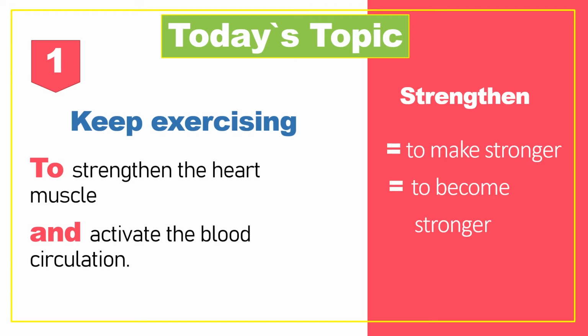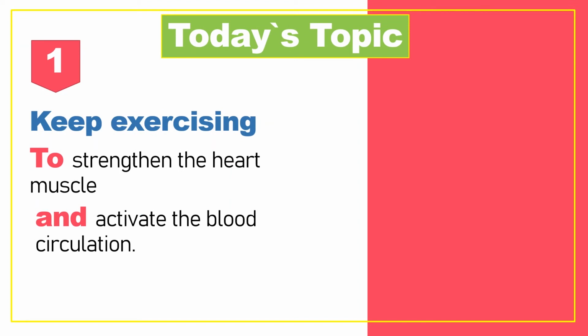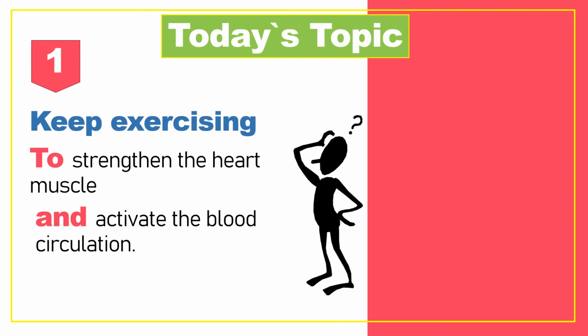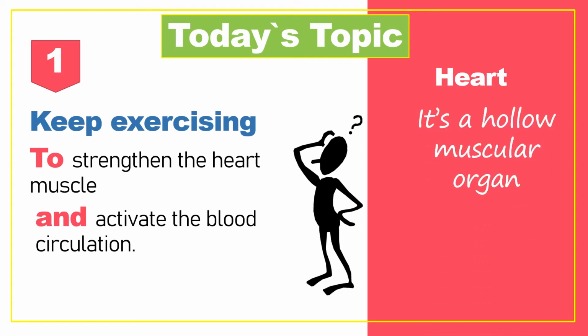You may ask me, Mr. Mostafa, what's the meaning of heart muscle? Does this mean the heart is made of muscle? Yes, the heart is made of muscles. Do you remember the definition of heart? I said the heart is a hollow muscular organ. Muscular organ means the heart is an organ made of muscles, and anything made of muscles needs exercising to strengthen it or to make it stronger.